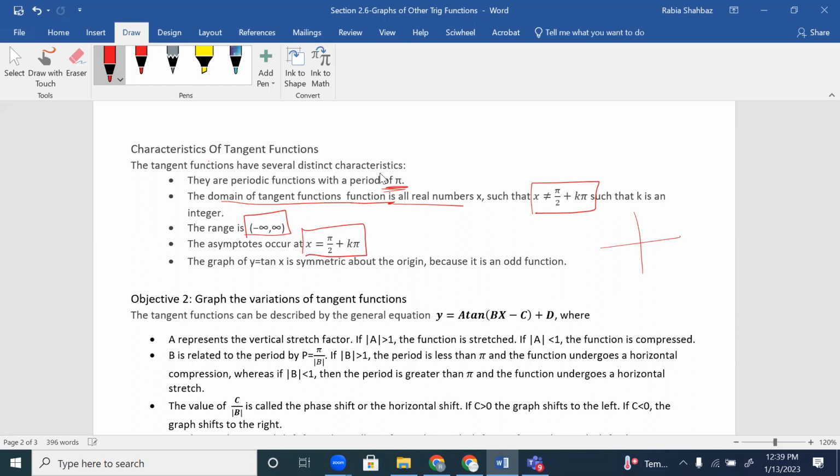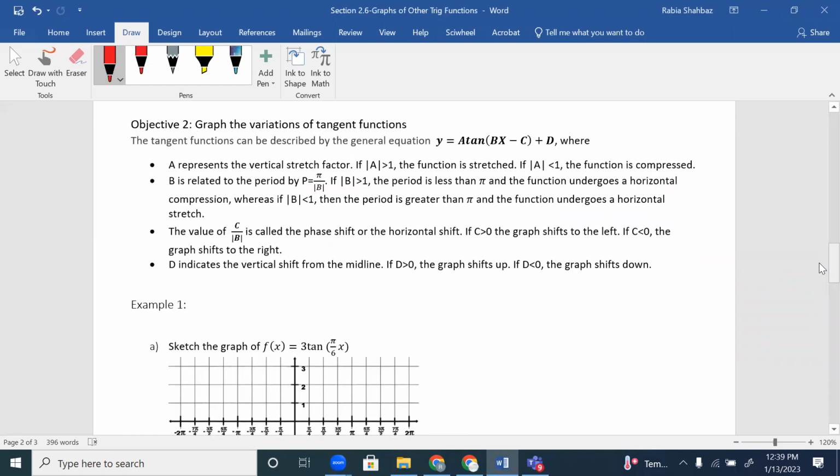And if you notice, the tangent functions are symmetric about the origin. They are odd in nature. So tangent functions are odd functions, just like sine functions are odd functions. Cosines are even.